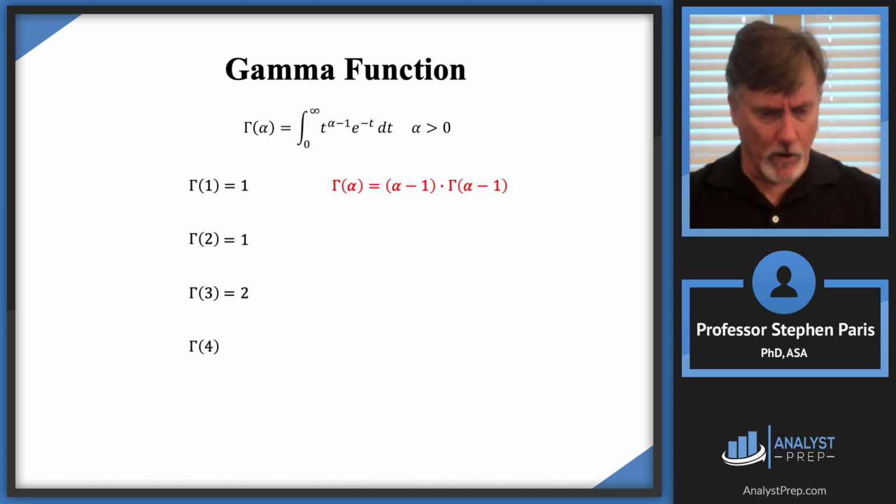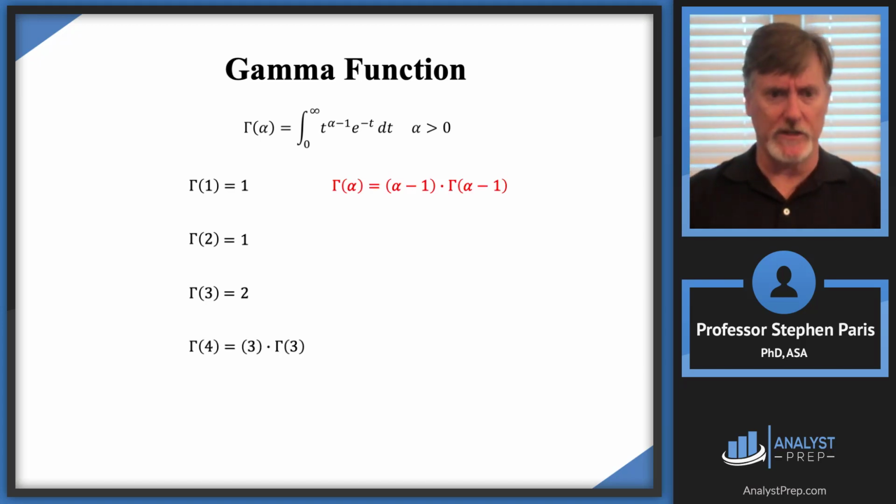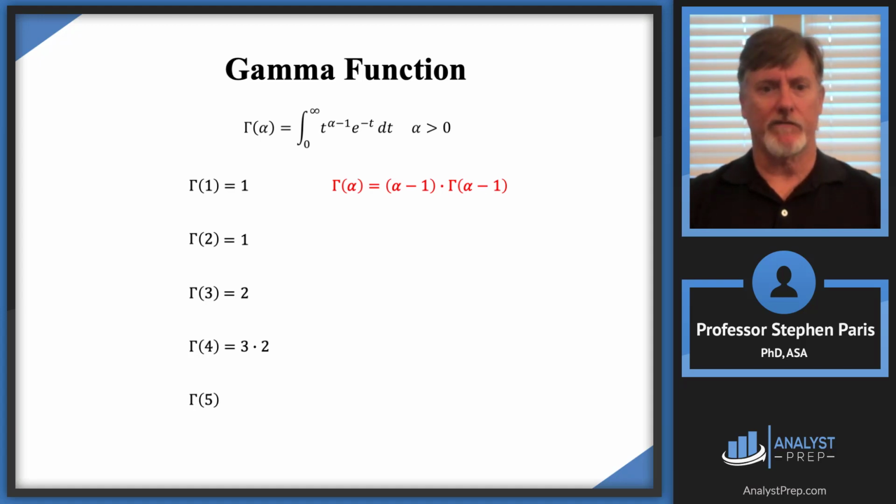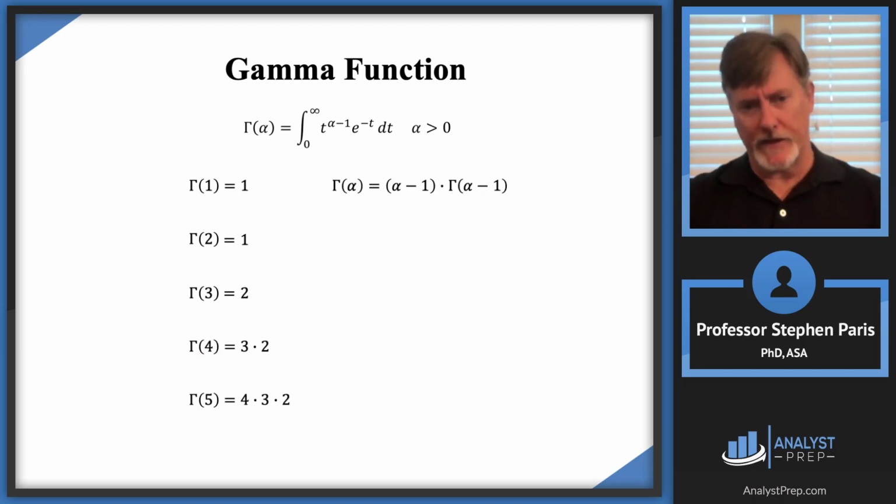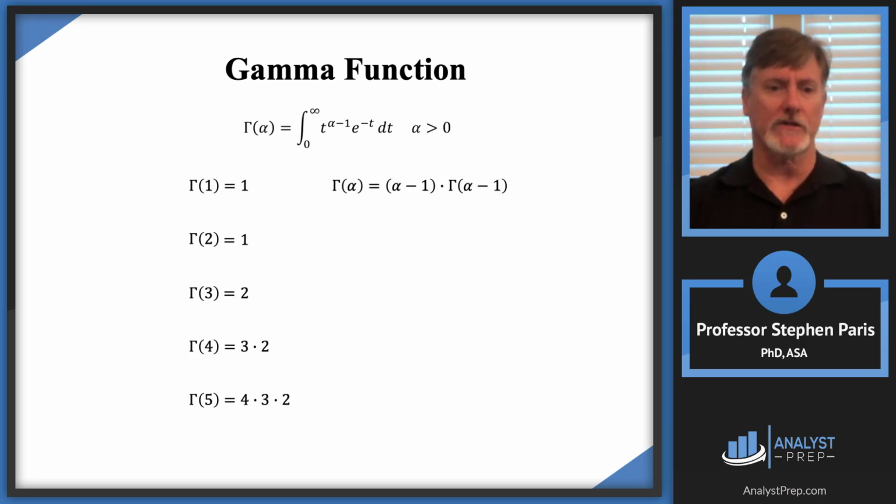Gamma of 4, with an alpha being 4, would be a 3 times gamma of 3, so that'd be 3 times 2 there is what I should have had there. And then gamma of 5 would be 4 times gamma of 4, and then of course gamma of 4 I just computed to be a 3 times 2, so that's a 4 times 3 times 2. I think I wanted to go far enough so that you can kind of recognize a pattern. Hopefully you can recognize it now that gamma of 5 is 4 factorial.